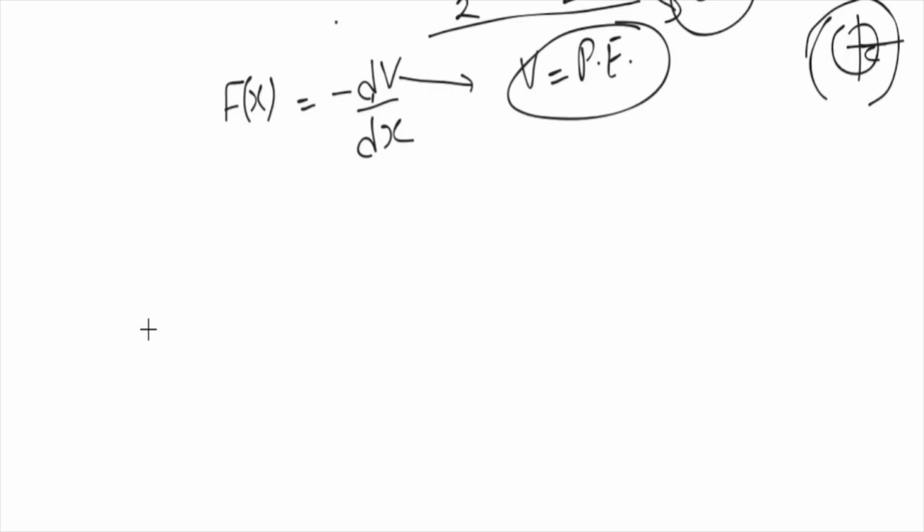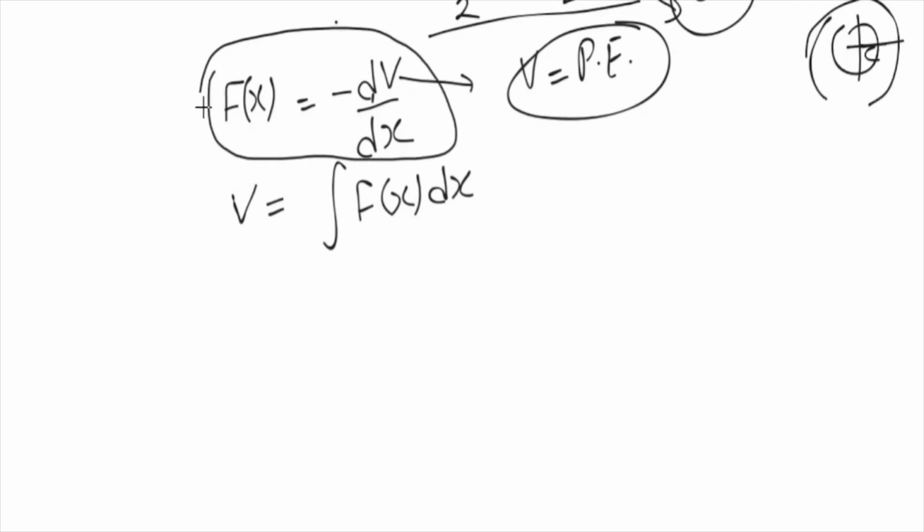So we can write it like this: F(x) is equal to minus dv upon dx. And how can you find v here? You can find v by integrating F(x). So v, the potential energy, is equal to the integral of F(x) dx. Now how did we get this equation, F(x) is equal to minus dv upon dx? How did it come that force is equal to minus dv upon dx? Now let's find how we got this equation.